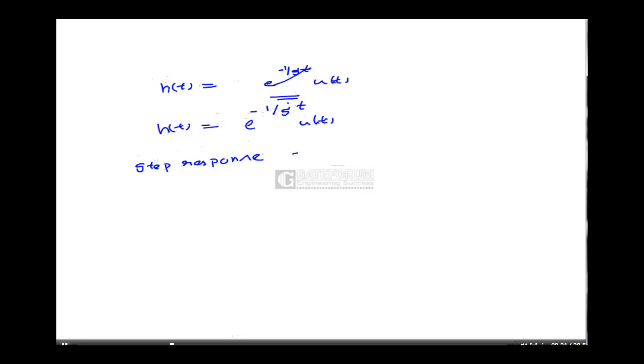Now we can find the impulse response of this, which is equal to e to the power minus 1 by 5 t u(t). Finding the step response from this, I need to integrate this from 0 to t, the integral from 0 to t of e to the power minus 1 by 5 tau d tau.